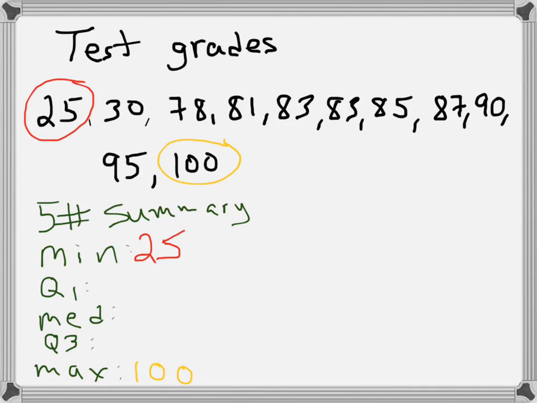It's great. Everything's great. So the min and the max, those are pretty easy to find out. And I believe we should all know how to find a median. And the median here is going to be 83.